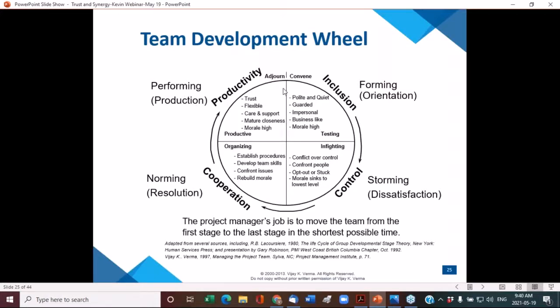So the manager's aim should be to get people through these 4 stages and get them to the performing stage as early as possible, but do not rush people. Because if you take people from here, they are here, and you took them there too quickly, they will bring you back to this one all the time.